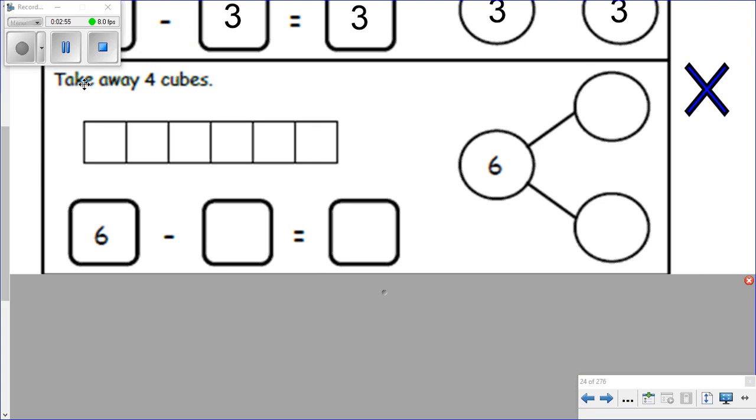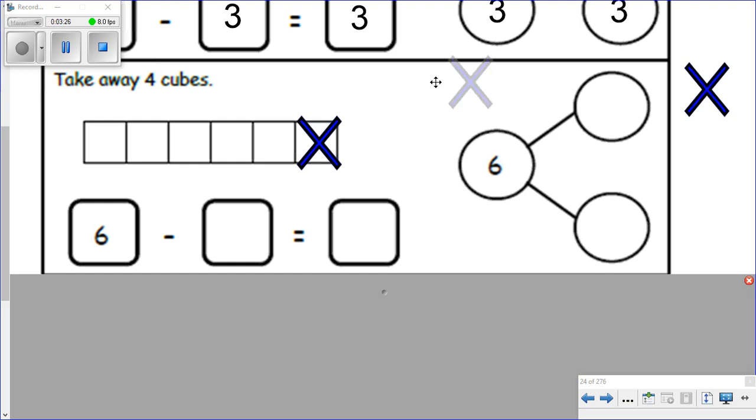So now it's take away 4 cubes. Here we have a lineup of cubes, and 6 is the whole amount. 1, 2, 3, 4, 5, 6. And here's our number bond facing this way. Here's the whole amount, 6. Let me go back and see what it says. Take away 4 cubes. So we will put an X on 4 cubes.